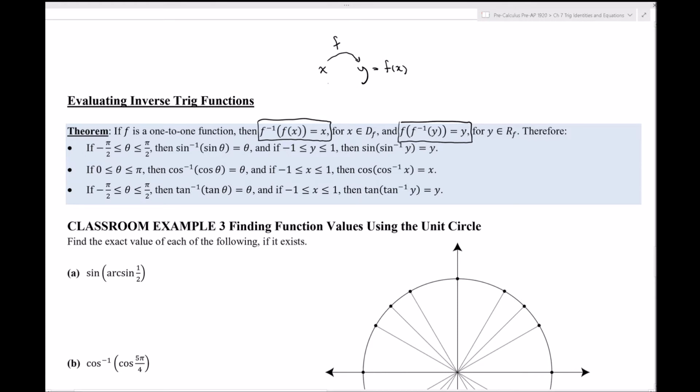Now, this also works backwards. If you plug in the y-coordinate into the inverse, you get your x-coordinate. So x is actually equal to the inverse function applied to y. So x is equal to f inverse of y, and y is equal to f of x. Those are both true. If you check this first box, that's going to be obviously true if you follow the diagram in the arrow direction.